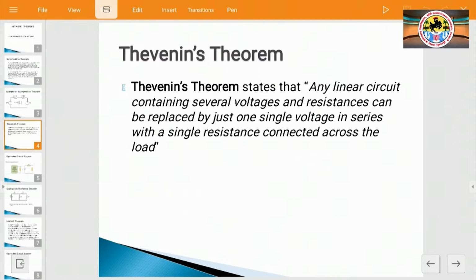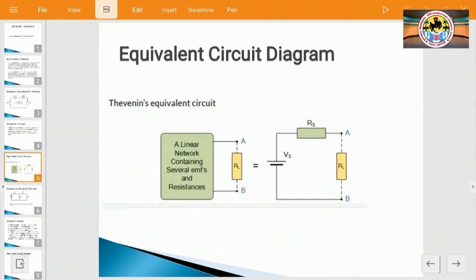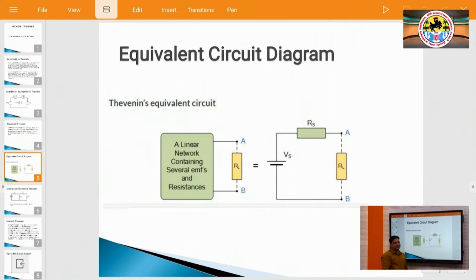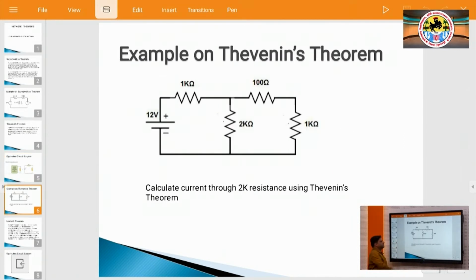So, this is the equivalent circuit diagram of Thevenin's theorem. A complicated network with voltage sources, across a load A B, can be converted into a single voltage source, V s, or we can say V t h, that is the Thevenin voltage, in series with a resistance, which is also called the Thevenin resistance R t h, connected with the load. So, let us understand Thevenin's theorem by taking one example.